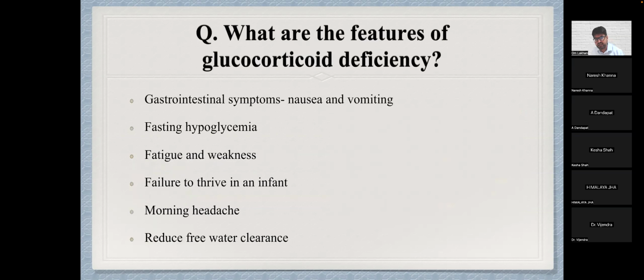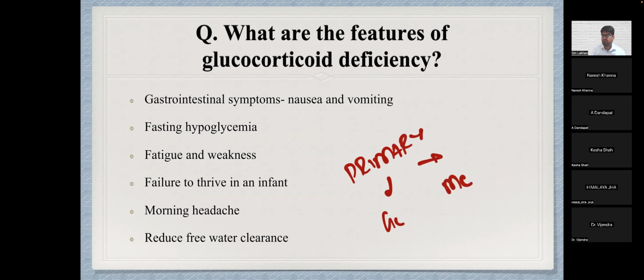Okay, so what are the clinical features? What are the features of glucocorticoid deficiency? When you have a patient with primary adrenal insufficiency, you have both glucocorticoid deficiency as well as mineralocorticoid deficiency. Another very important differentiating feature between primary and secondary or tertiary: in primary adrenal insufficiency, you have both glucocorticoid as well as mineralocorticoid deficiency, whereas in secondary or tertiary, you just have glucocorticoid deficiency.